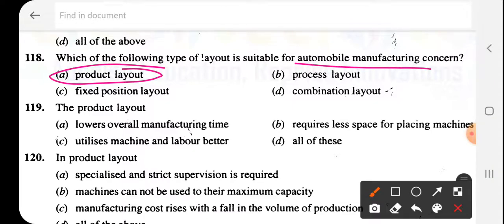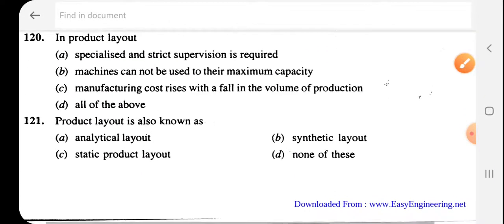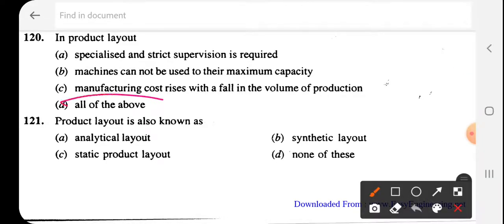The product layout is all of the above. It lowers overall manufacturing time, requires less space for placing machines, and utilizes machines and labor better. So that is the product layout. In product layout, all of the above: specialized and strict supervision is required, machines cannot be used to their maximum capacity, and manufacturing cost rises with a fall in the volume of production.